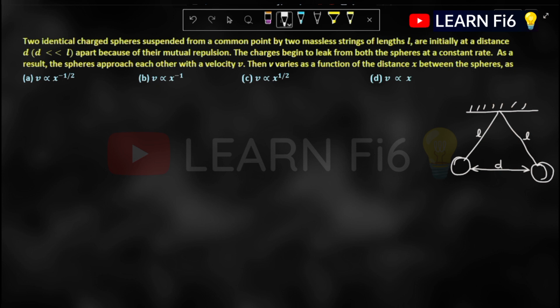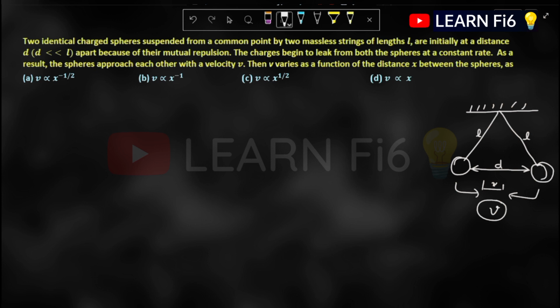After some time, the charges begin to leak from both spheres at a constant rate. Due to the leakage of charge, the repulsion force will reduce, so these two spheres will move towards each other. At that time there must be a velocity v. What we have to find is the relation between the velocity and the instantaneous distance between the two charges.